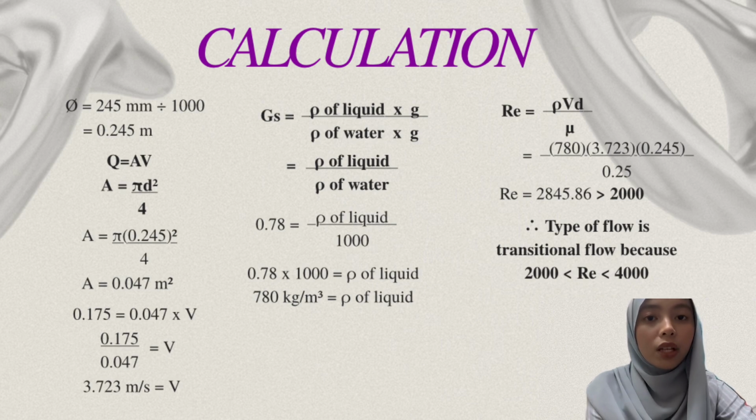After that, the density of water has a fixed value, which is 1000 kg per meter cube. Then substitute it together with the specific gravity into the formula, and we'll get the equation 0.78 equals rho of liquid over 1000. Move the 1000 to the left, and 0.78 will be multiplied by 1000, and we'll get the density of liquid, which is 780 kg per meter cube.